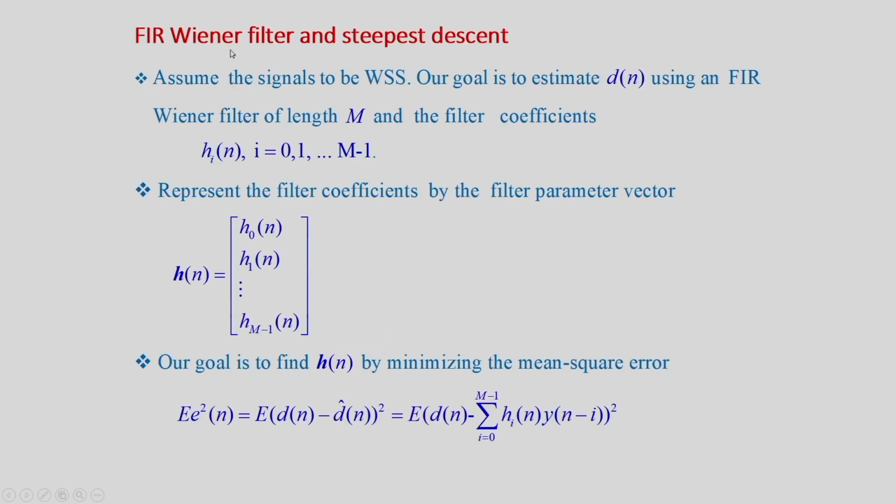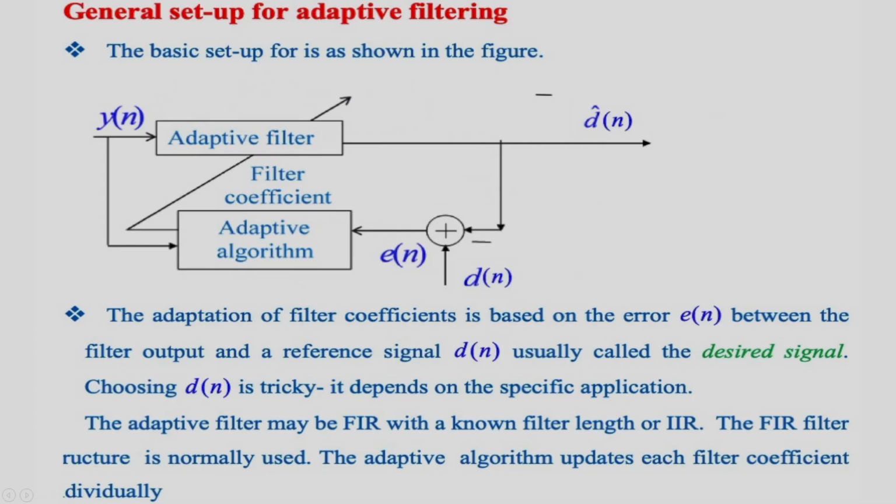Now, we will consider one important algorithm, what is known as the steepest descent algorithm. FIR Wiener filter and steepest descent algorithm. Assume the signals to be WSS. Here in the adaptive filter structure, we assume that y[n] and d[n] are WSS.